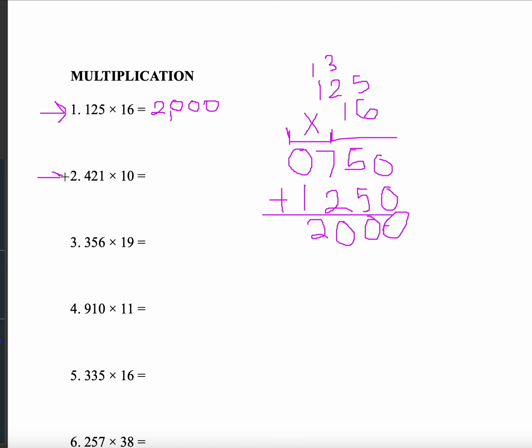Let's look at 421 times 10. Now here we can use the trick. We don't have to multiply it at all. We can cross out the 0. And then we can do 421 times 1, which is just 421. And then we can add back that 0. So the answer would be 4,210.